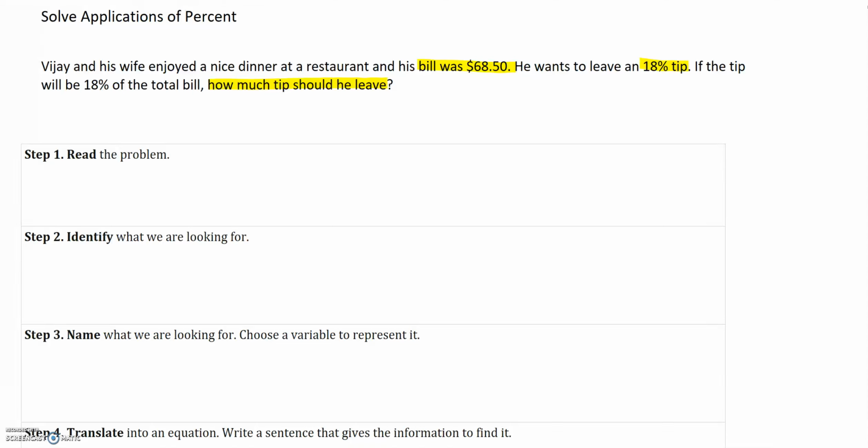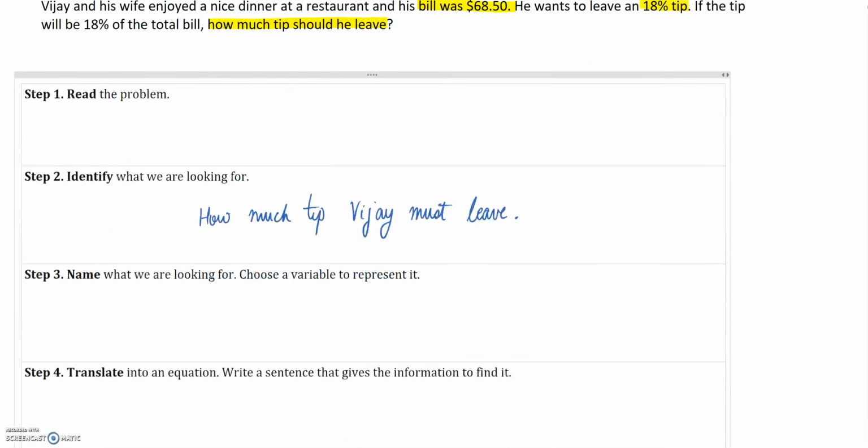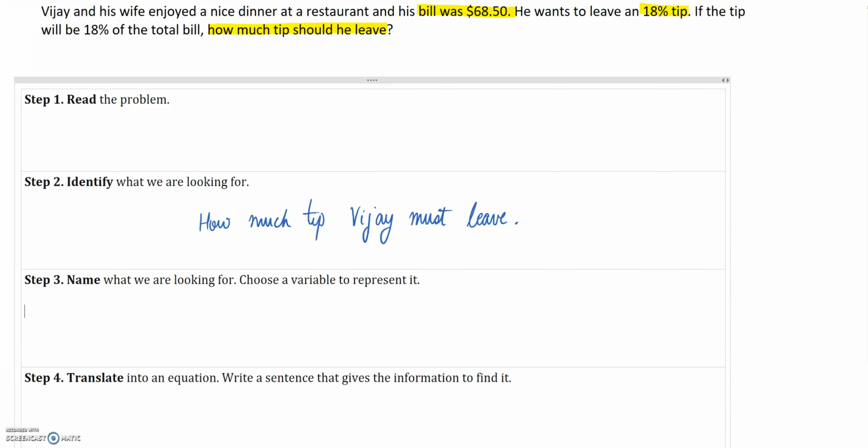18% gives us only the percentage. It doesn't tell us the amount to leave. And so that is what we're trying to find. So step 2 is to identify what we're looking for. I'll say how much tip Vijay must leave. Step 3 says to name it, because we need to assign a variable to represent it. We're talking about tips, so I will just say T equals the tip amount.